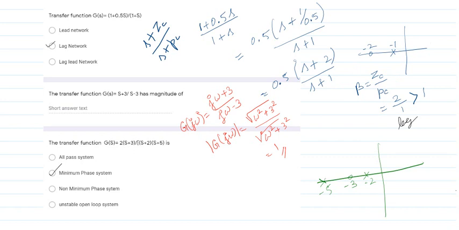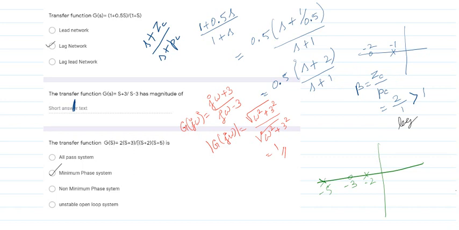S plus 3 by S minus 3, find the magnitude. Okay, j omega plus 3 over j omega minus 3. I am taking it in the frequency response form. What is the magnitude? Square root of omega square plus 3 square over square root of omega square plus 3 square, right? So the magnitude is always 1. So the answer is 1.